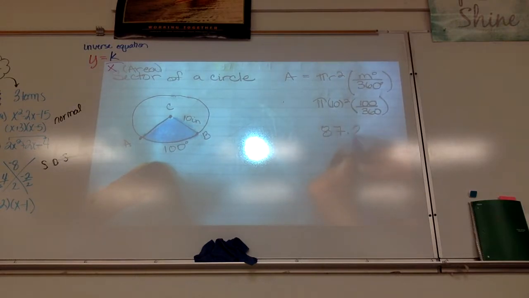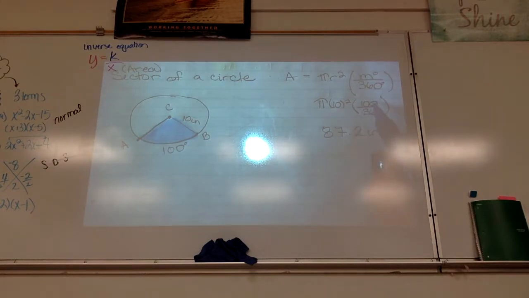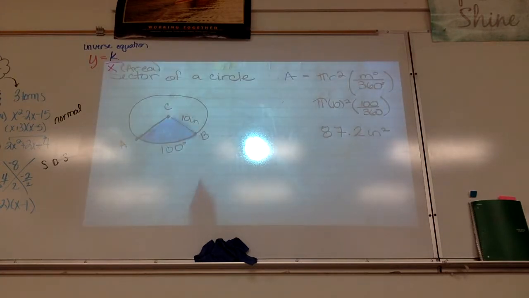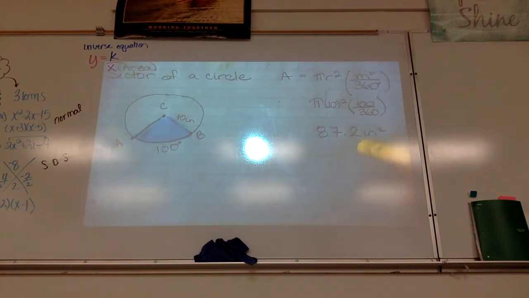So wouldn't it just be 360? No, because you're dividing here, so it'd be 3.6. And then you multiply by 10 squared, which is 100. Oh, I forgot the pi. And then again, labels are huge. This is inches squared because I'm dealing with area.